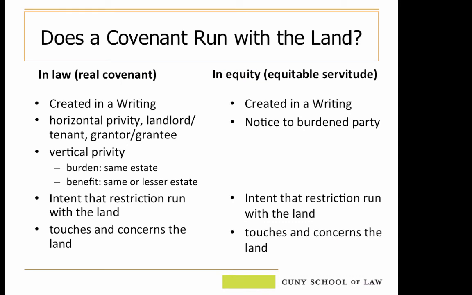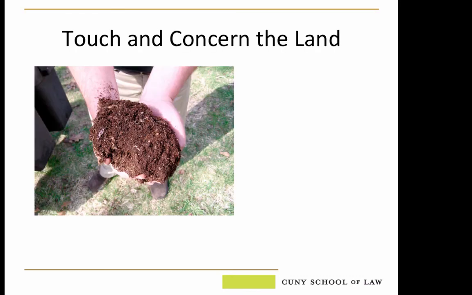The touch and concern element applies to both the benefited property and the burdened property. So, for example, if Adam agrees in a covenant with Eve that he will not sell alcohol on his property, the burden clearly touches and concerns the use of Adam's land, but the benefit to Eve is unrelated to her land, so the covenant would fail to meet the touch and concern element. The idea behind this element is that later property owners should not be enforcing or being bound by promises that are unrelated to their property.